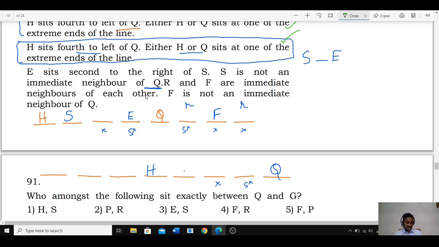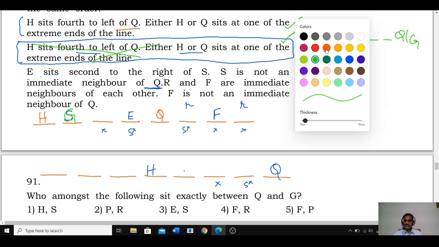And second, only two people between Q and G. Now here there is a mistake. Two people between Q and G. Only two people between Q and G. As Q is here, G can be here, or G can be here. G does not sit at any one of the extremes. G cannot be here, hence G must be at this place.